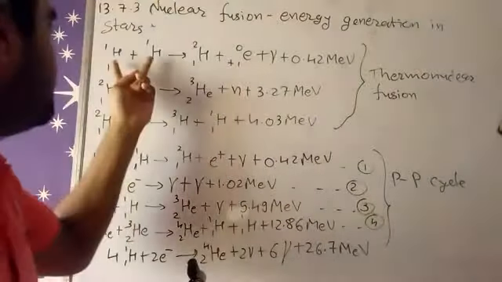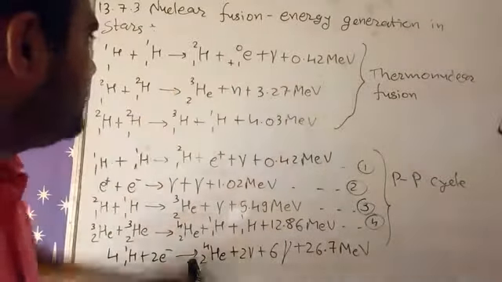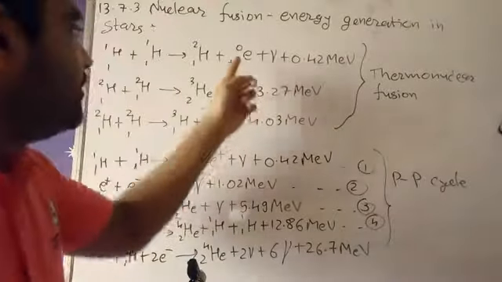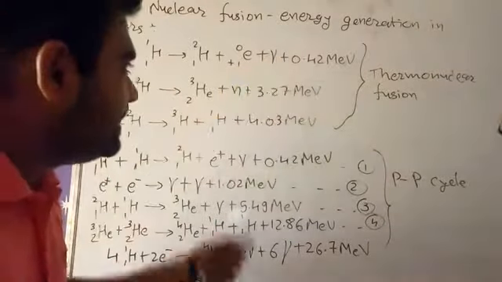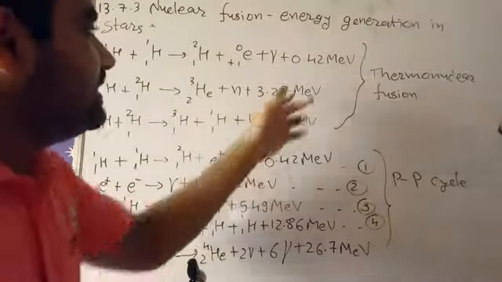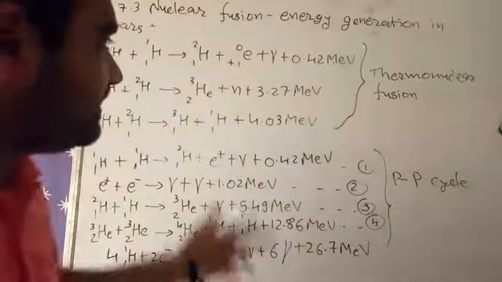Two hydrogen atoms fuse together and form one deuterium, plus one positron will be released. Due to the positron we have a neutrino, and during this process the energy produced is 0.42 mega electron volt. So that was our first reaction.